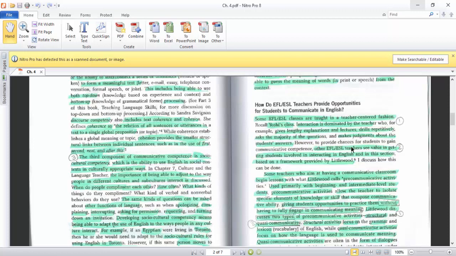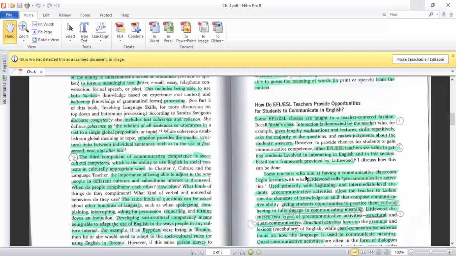However, to provide chances for the students to gain communicative competence, other ESL teachers see value in getting the students involved in interacting in English, and in this section based on the framework provided by Littlewood. So we have today one of the studies or frameworks provided by Littlewood. Littlewood is the author who made many studies about teaching English in ESL, about helping the teacher how to deal with the classroom, how to teach our students.